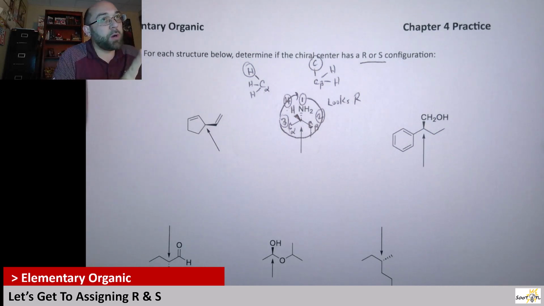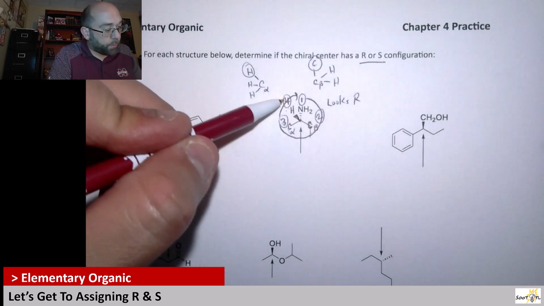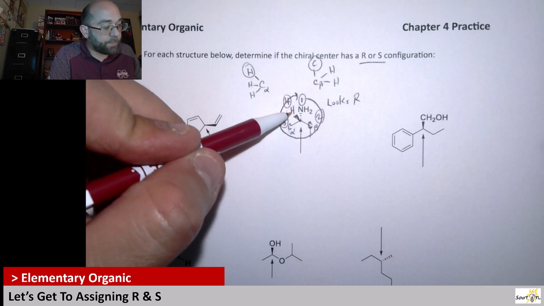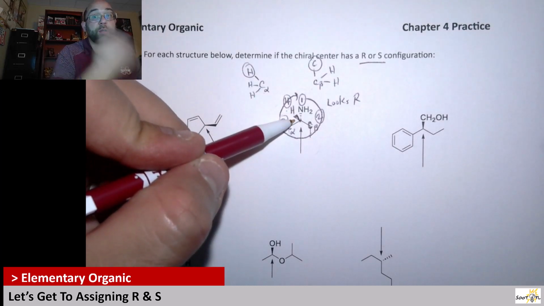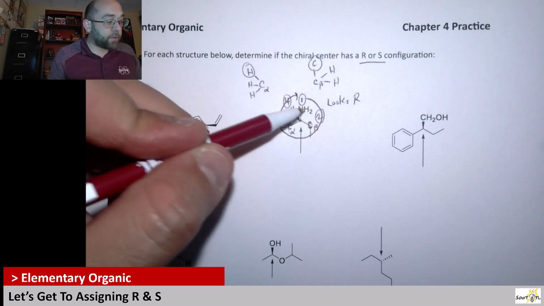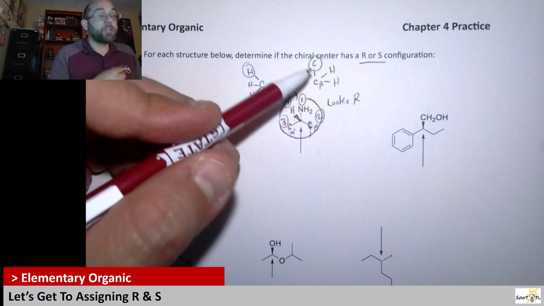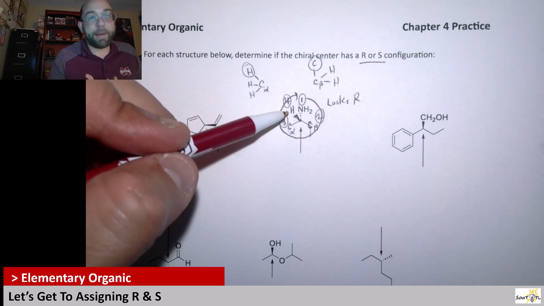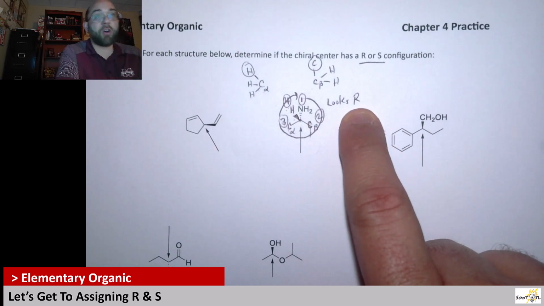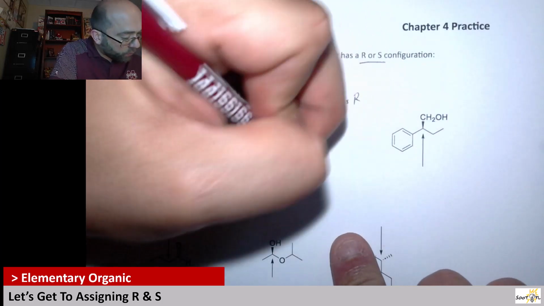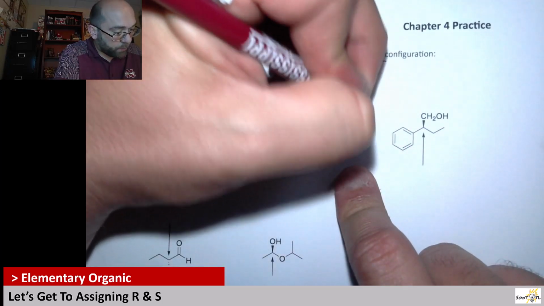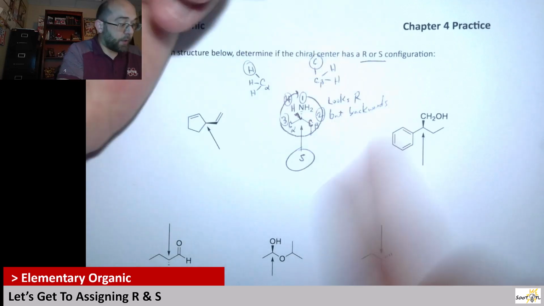But we need to make sure. How do we do that? We look at our fourth priority group. In this case, it's hydrogen, and it's in the front. It's got a wedge, so it's poking out at the front. That means it's in the opposite location of where we want it. We actually want it with the dash, not with the wedge. So it means we're looking at it backwards. Since it looks R from looking at it backwards, what's the opposite of R? S. So this chiral center is S. It looks R, but it's backwards, so that means it's S.